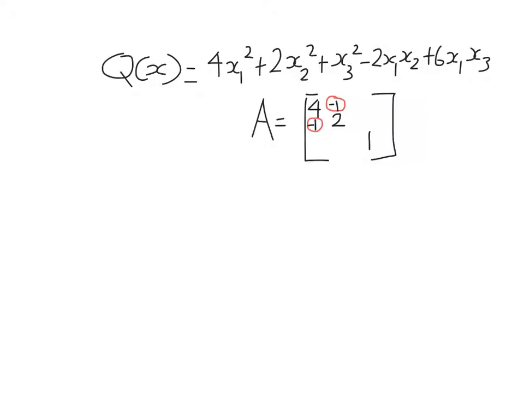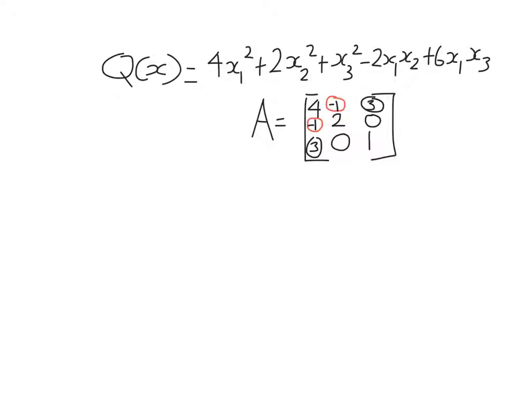So similarly, here and here, the 1, 3, and 3, 1 entries are half the coefficient of x1 x3. So we are going to put a 3 there. Now, because there's no x2 x3 cross term, we just put zeros there.